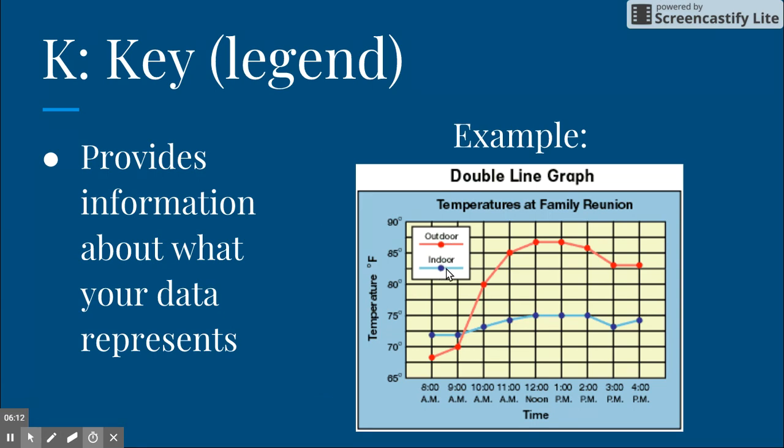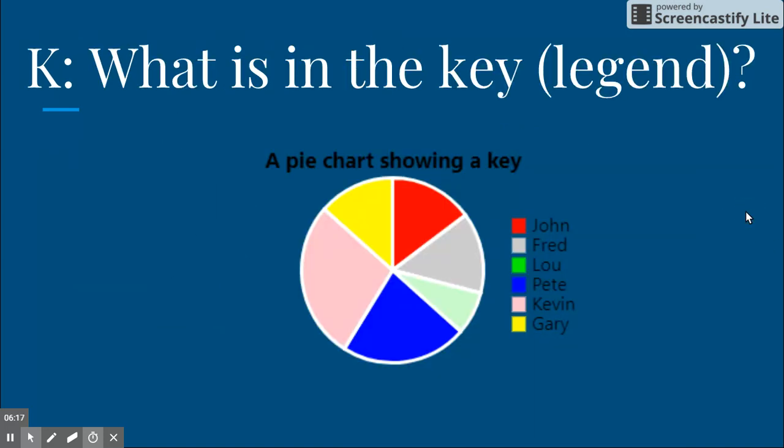And so there's a couple different ways that we can use keys too. There's also keys used in a pie chart like this. And so our title is a pie chart showing a key. And you can see that each category is sectioned off into colors, and each color is indicated over here in our legend. And so I can see that this red piece right here belongs to John, that the blue piece belongs to Pete, this yellow right here is Gary's pie. It just helps us narrow down our data even further.